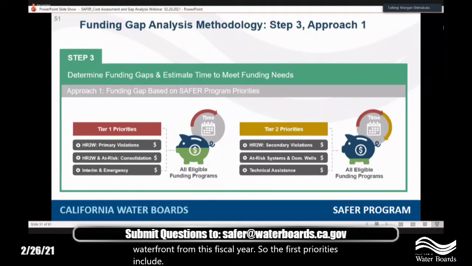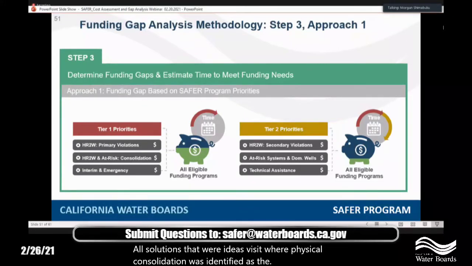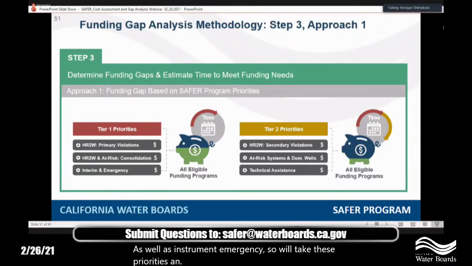primary MCL violations, which cover most human right to water systems. All consolidation, all solutions that were identified as where physical consolidation was identified as the preferred model solution for both human right to water and at risk, including state smalls and domestic wells, as well as interim and emergency. So we'll take these priorities and pull out all of the costs for those systems that meet these priorities and see how long with existing funds it will take to cover these priorities over time.